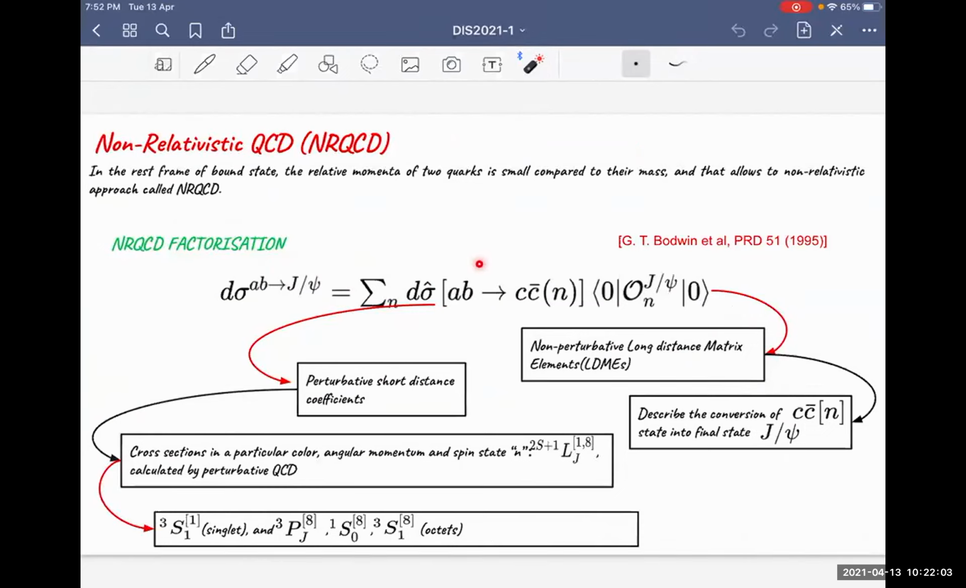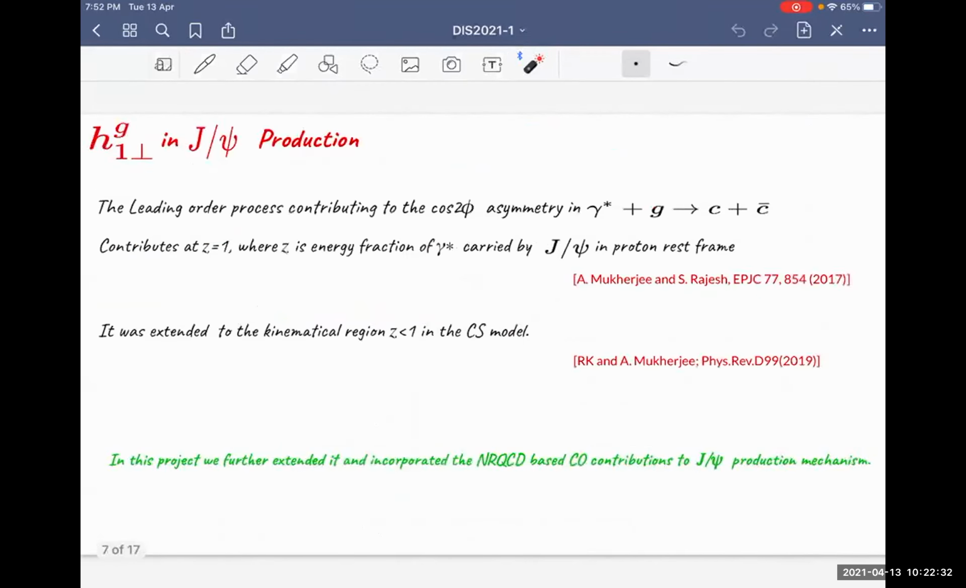and we could write it in terms of these two terms, where this is the perturbative short distance coefficient, and it gives the cross section in particular color, angular momentum, and spin states. We can calculate it using perturbative QCD, and it contains the singlet and all these octet states. While these non-perturbative long distance matrix elements describe the conversion of this CC bar state into the final state, that's the J/psi.